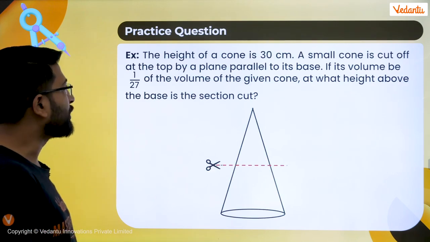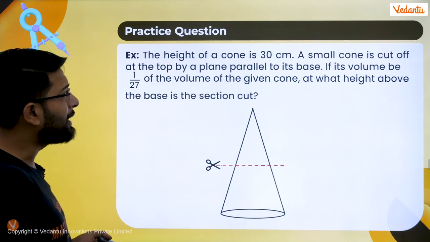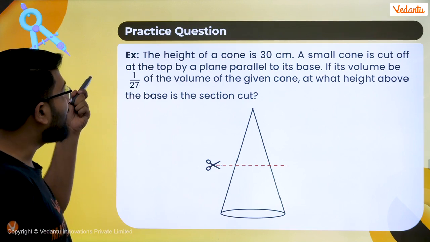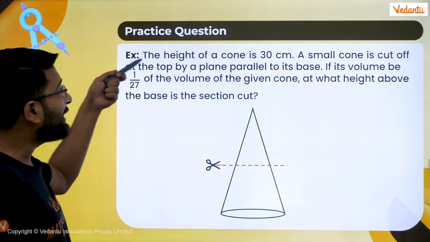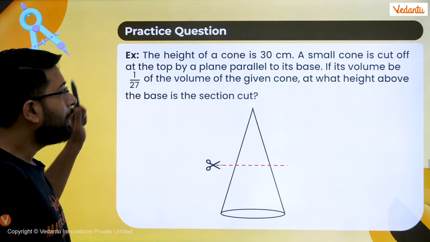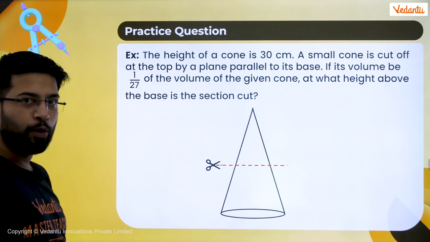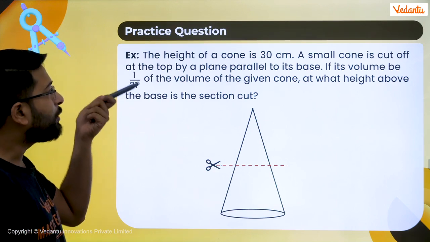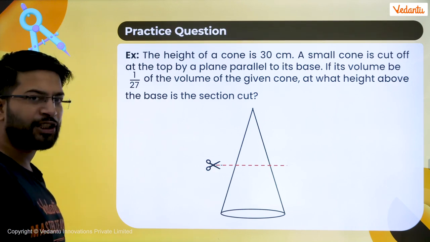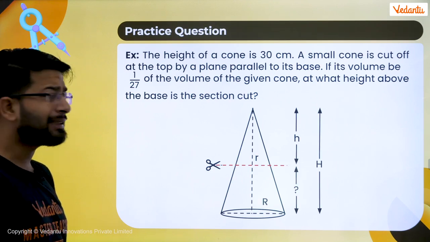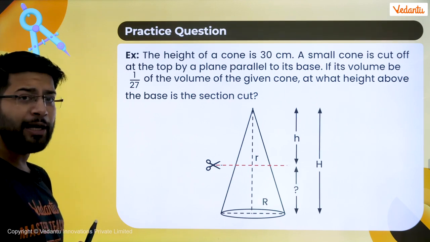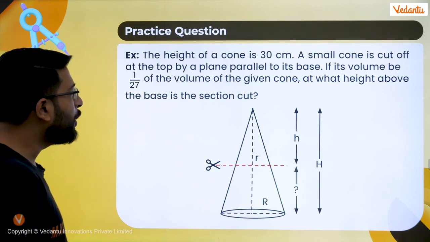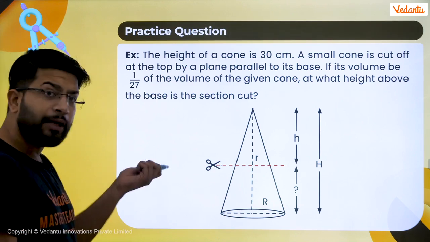Now champ, look at this question. The height of the cone is given. A small cone is cut off at the top by a plane parallel to the base. The volume relation will be given to us. So what they're asking is, at what height above the base is the section cut? That means, simply, they're asking the small h value. So let's see how we can do it. Champ, we have the diagram.